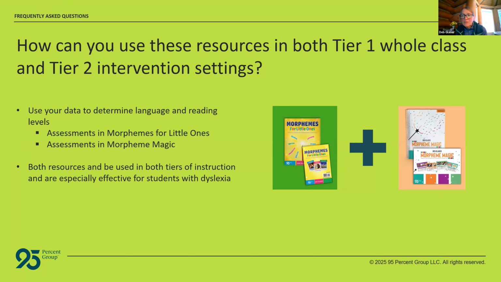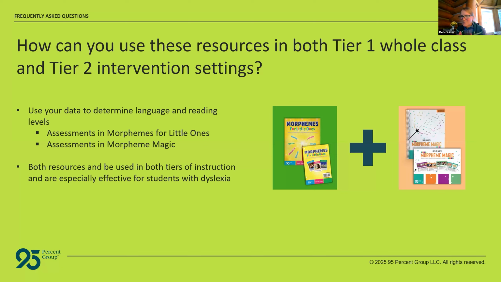We do ask that you use your data to determine language and reading levels, and if you have access to assessments in the Morphemes for Littles, that can really let you know how well their language has developed, their production, and then if they have some awareness. For example, in one of the assessments for Morphemes for Little Ones, there are several oral language components, and children can do really well with oral language. And then you might say the word backpack. What two words make up that word? And I've had a kindergarten student look at me and have no idea what I was asking.